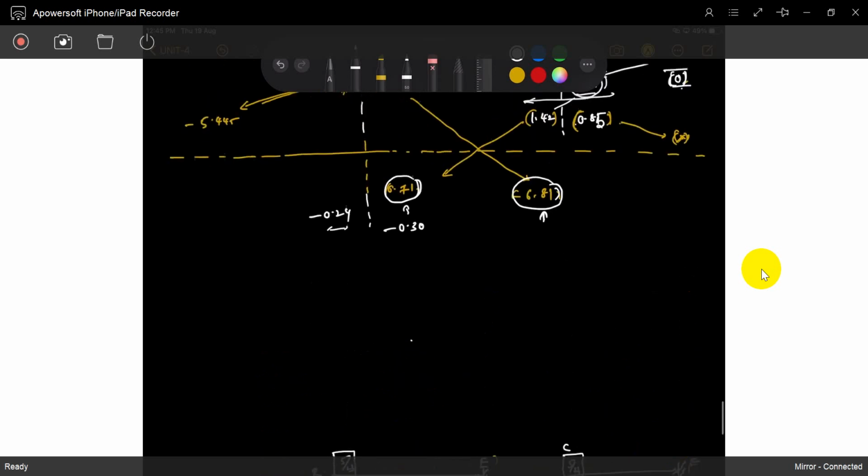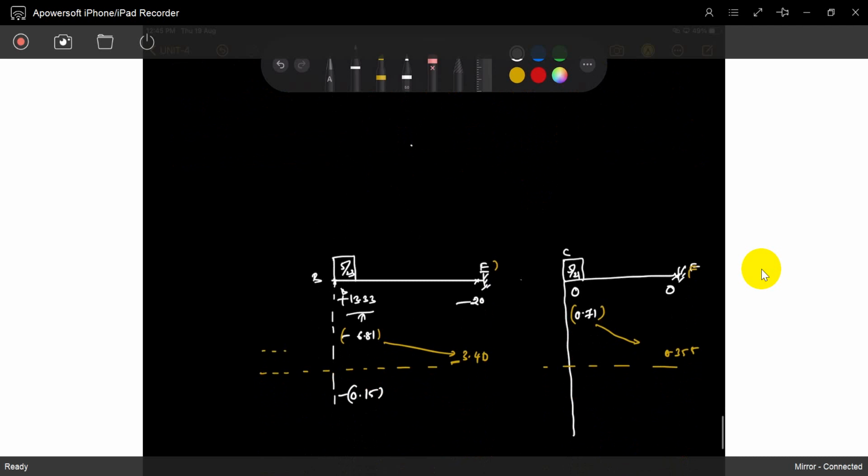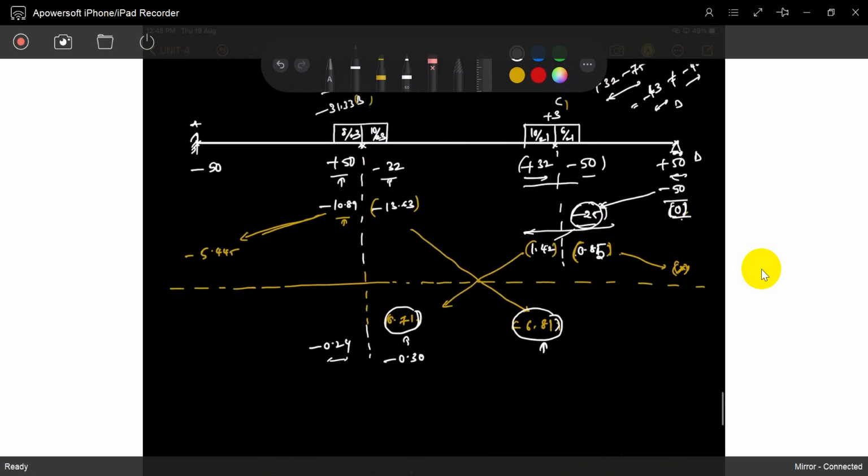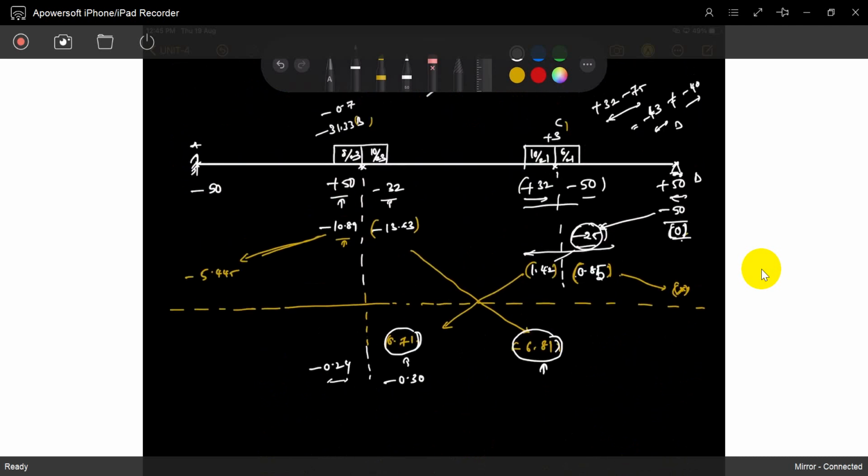0.15, so a negative sign will come. So we will distribute among the joint sets. We will go to C again. 6.81 is negative, so a negative moment will come, and we have to apply plus 6.81. So now apply plus 6.81.